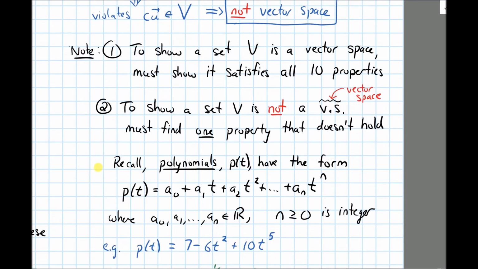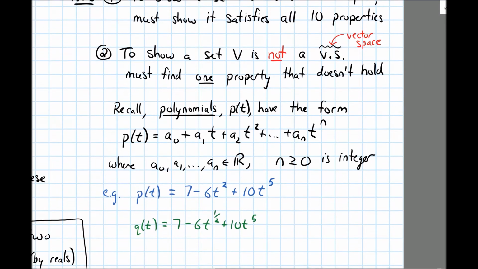Okay, so let's do a couple of quick examples to make sure we are comfortable with this. If p(t) is 7 minus 6t squared plus 10t to the 5, this has this form. This is a polynomial, and when we have a polynomial, we can talk about its degree. We say that this polynomial has degree 5. And recall that the degree is the highest power with a non-zero coefficient.